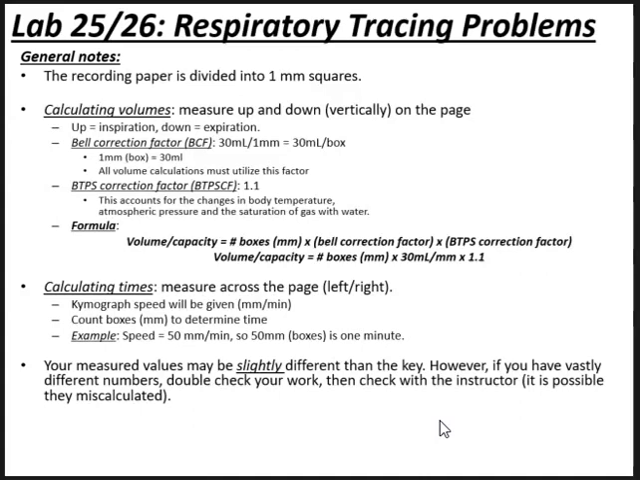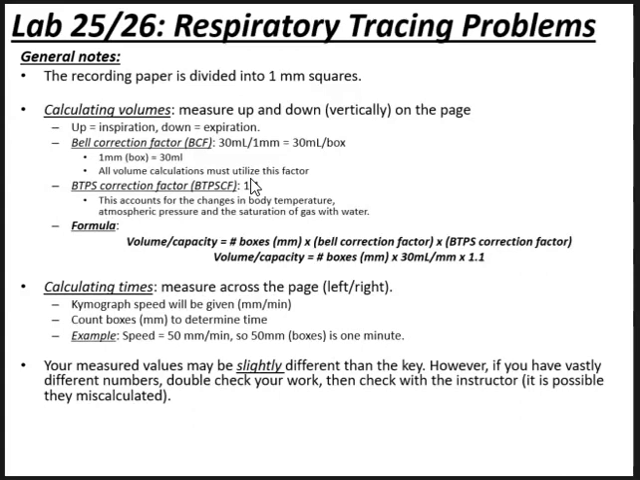For example, we are going to be using what's called a Bell correction factor. The Bell correction factor adjusts for volume. We know that a 1 millimeter box is equivalent to about 30 milliliters. And all volume calculations must utilize the Bell correction factor.